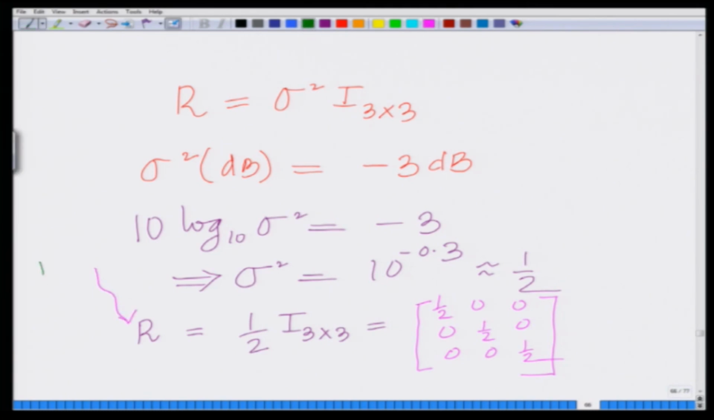So, this R is basically my noise covariance matrix, which is sigma square times identity. In this case, sigma square equals half, and I is the 3 cross 3 identity matrix. So, this is a 3 cross 3 matrix with half on the diagonal and zeros everywhere else.